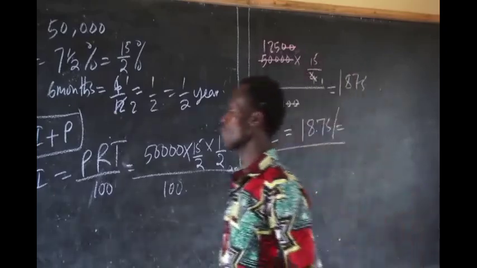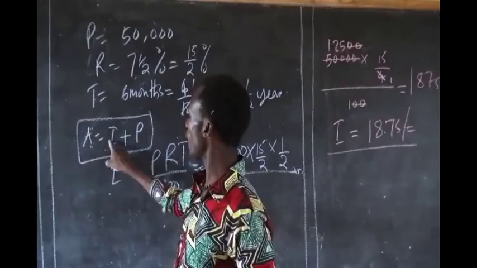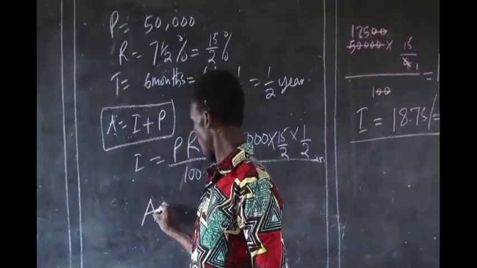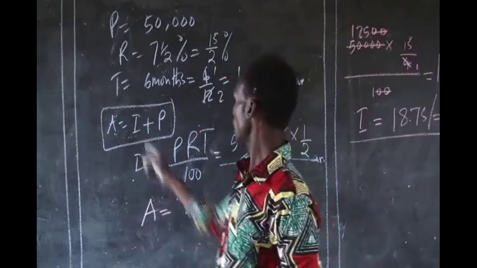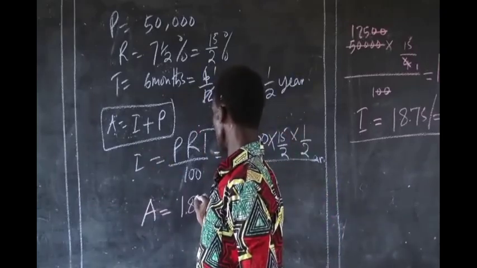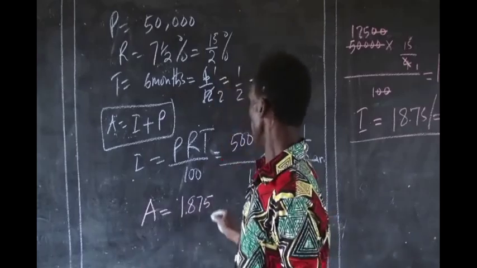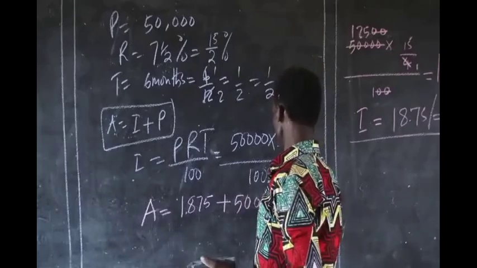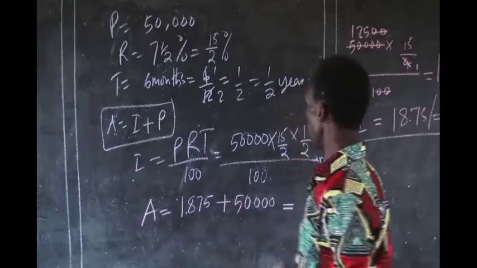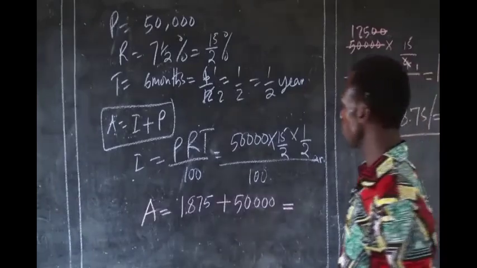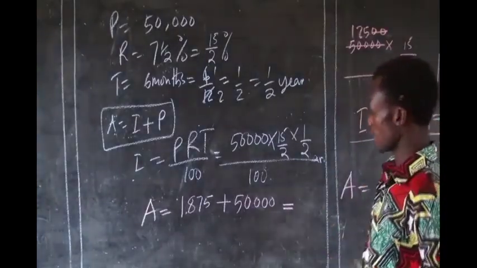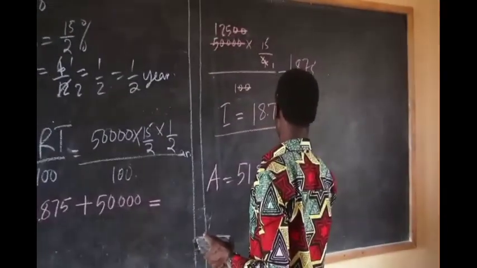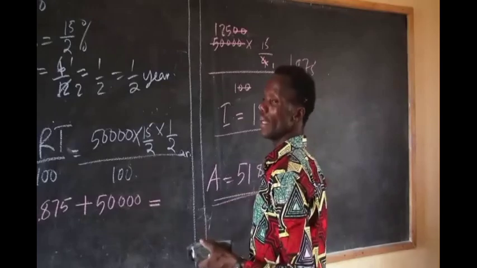But remember, I have said that the amount is equal to the interest plus the principal. The interest is 1,875, plus the principal, which is 50,000. Now the amount will be given as 51,875. So this is the amount of money that he earns.